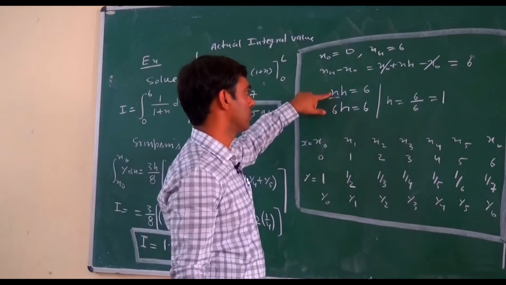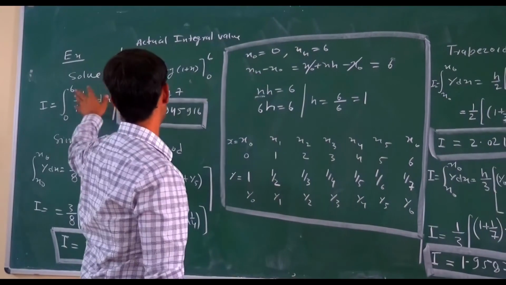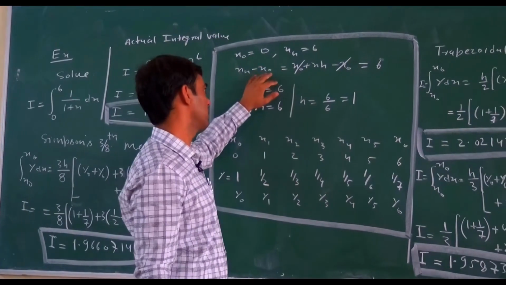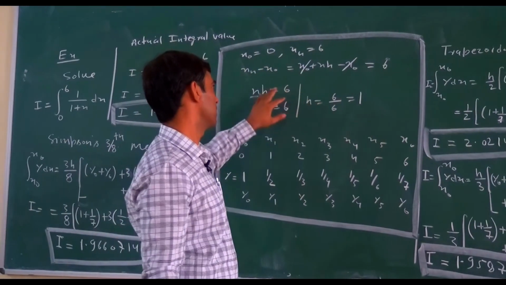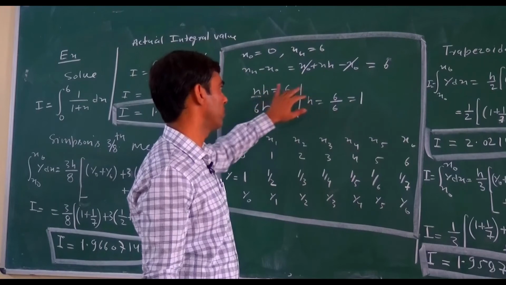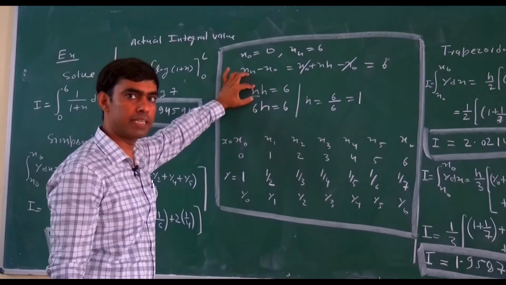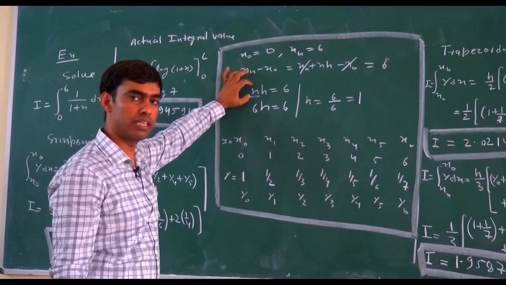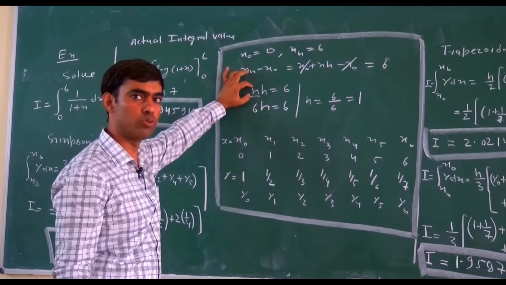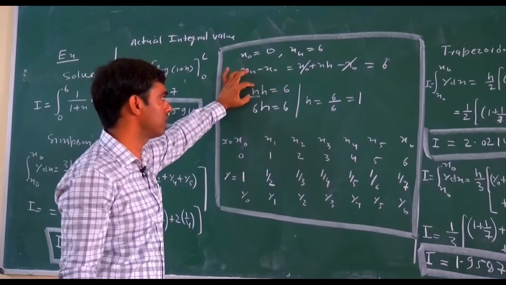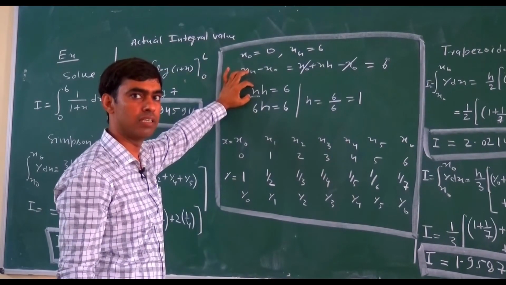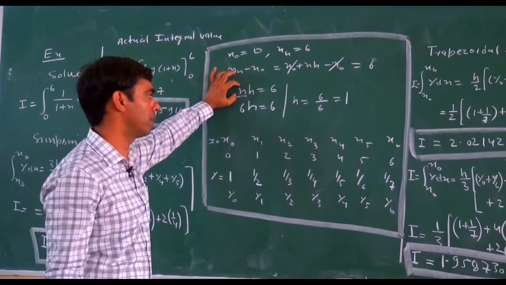So the difference of upper limit and lower limit, xn minus x0, equals nh, and nh equals 6. What is the value of n? In the case of Simpson 1/3, it must be at least 2, a multiple of 2. In Simpson 3/8, at least 3, maybe 3, 6, 9, like this.